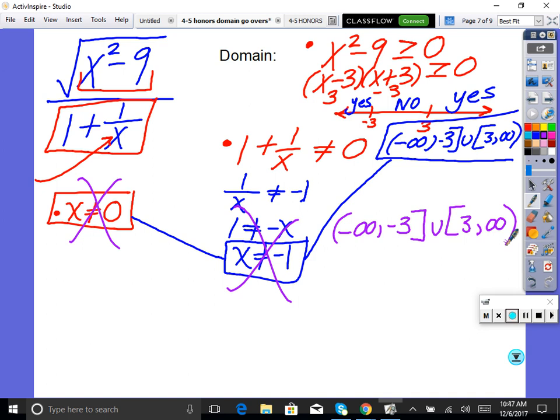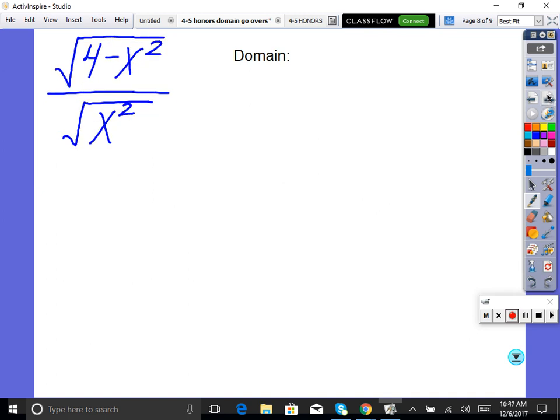So we once again know that that's where the asymptote is happening. At negative 3 and at 3, right? Questions? Okay, cool. Okay, you guys try this one by yourself.